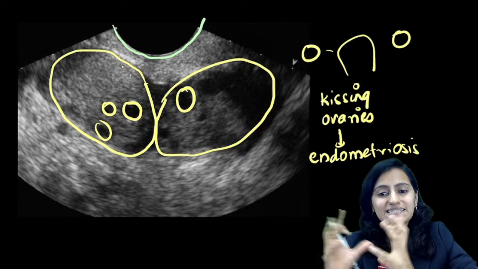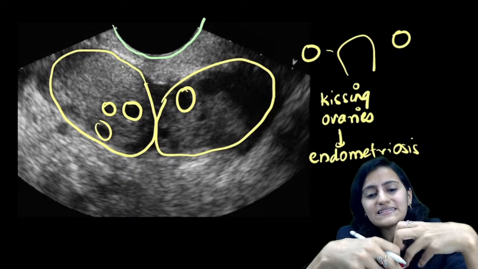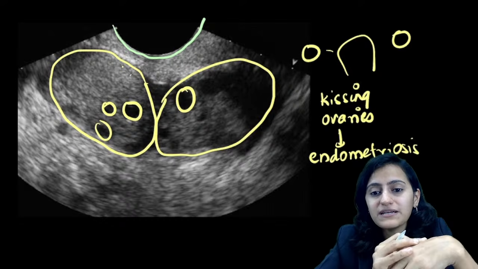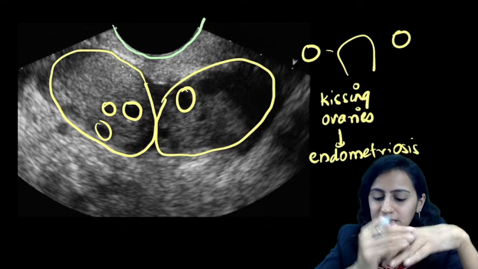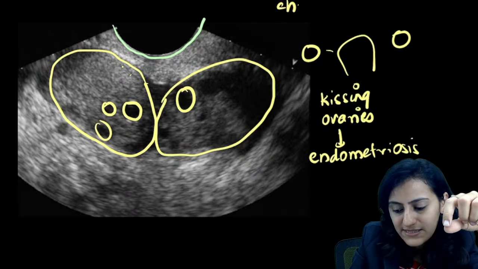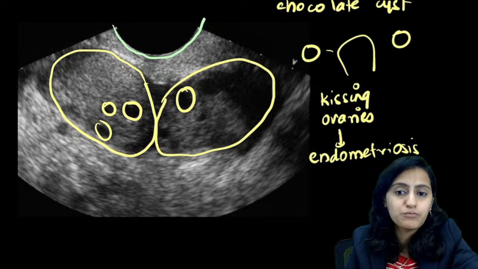So these are the kissing ovaries. When you see the ovaries in the POD kissing each other, that is kissing ovaries. You are not seeing an endometrioma or a chocolate cyst here as well, right? These are just the kissing ovaries. Another feature in endometriosis can be the chocolate cyst, that is endometrioma.